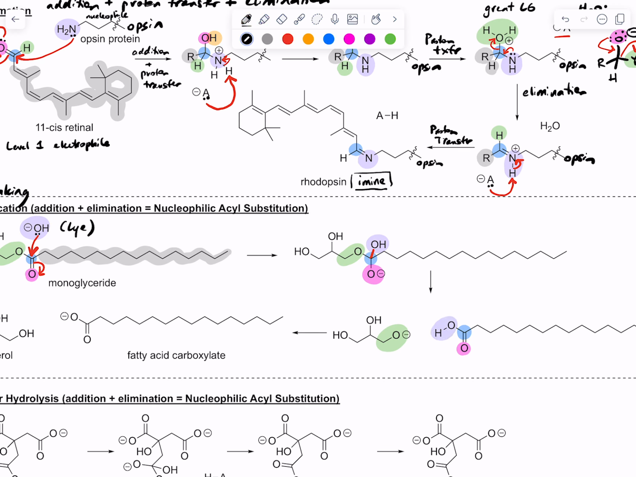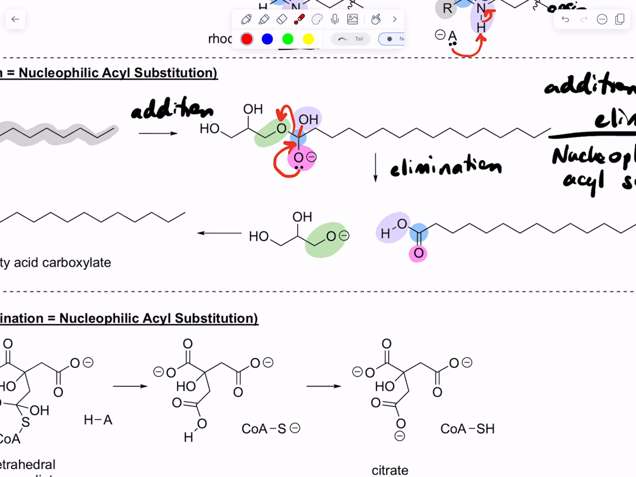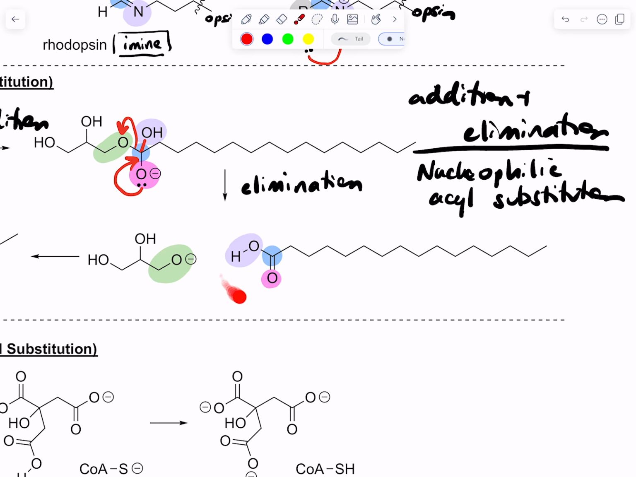Notice that when you do addition plus elimination, the net effect of that is the reaction we call nucleophilic acyl substitution. The acyl group is the blue carbon and the pink oxygen. We call it a substitution reaction because we substituted out the green thing and substituted in the purple thing via addition and elimination. Now, interestingly, what is this functional group that we just made?